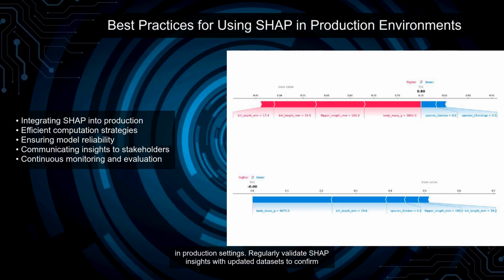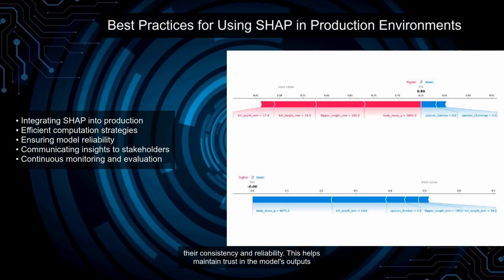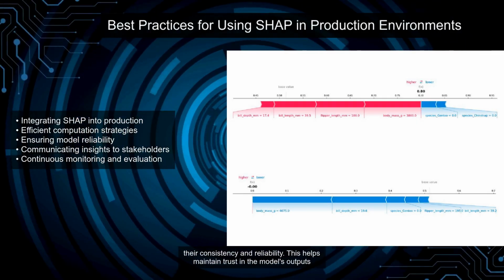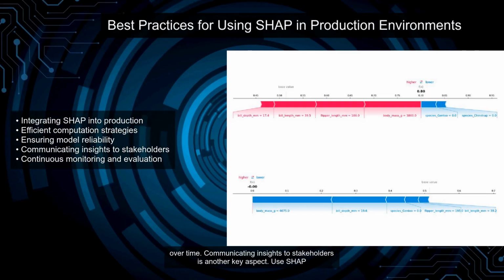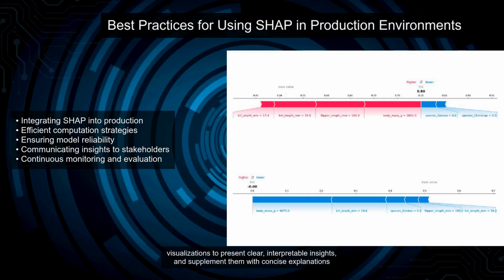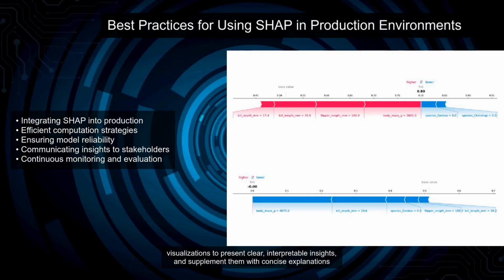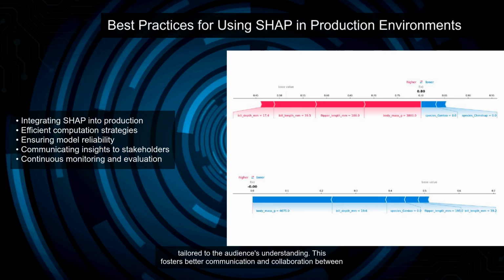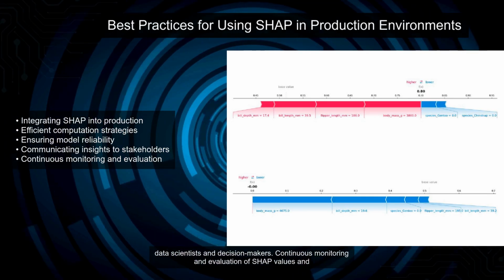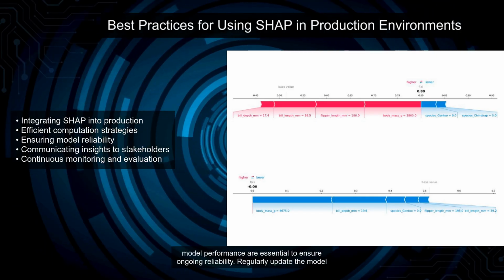Ensuring model reliability is crucial in production settings. Regularly validate SHAP insights with updated datasets to confirm their consistency and reliability. This helps maintain trust in the model's outputs over time. Communicating insights to stakeholders is another key aspect. Use SHAP visualizations to present clear, interpretable insights, and supplement them with concise explanations tailored to the audience's understanding. This fosters better communication and collaboration between data scientists and decision makers.